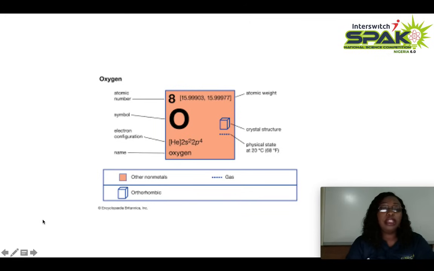Now, the atomic number for oxygen is 8, mass number 16, symbol is O, and the formula is O2. It's a diatomic element. Electronic configuration is 1s2, 2s2, 2p4.